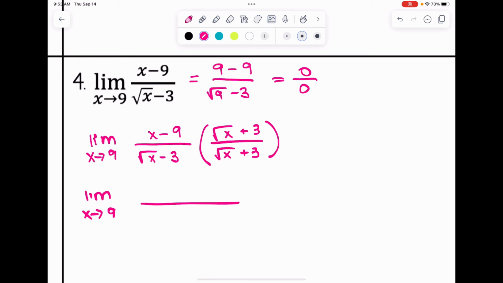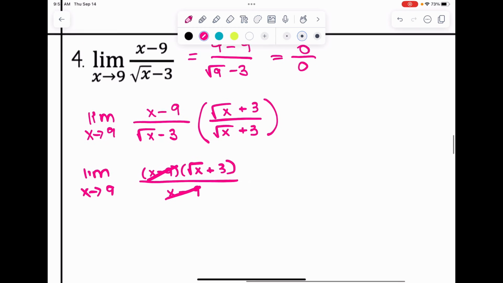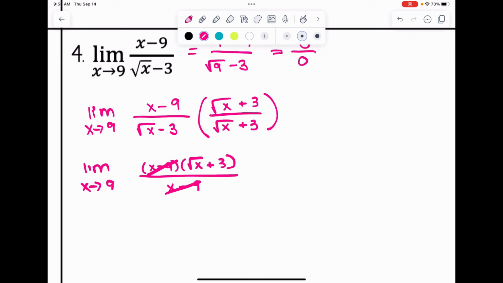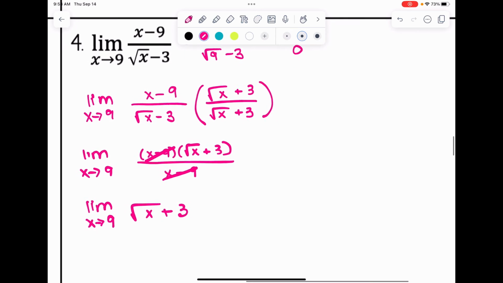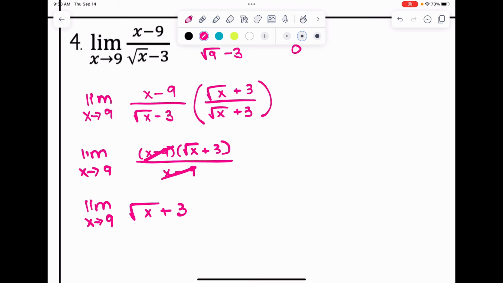So I am going to leave the numerator alone, so it's just x minus 9 times radical x plus 3. The denominator, when I multiply and distribute that out, will give me x minus 9, and that's the goal because we want these to basically go away. So we have the limit as x approaches 9 of radical x plus 3. Now let's resubstitute, so radical 9 plus 3, and we get 6 as our answer.